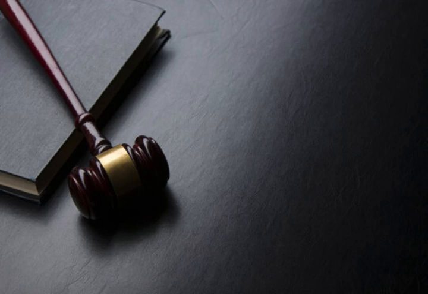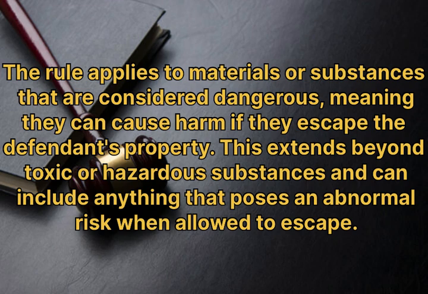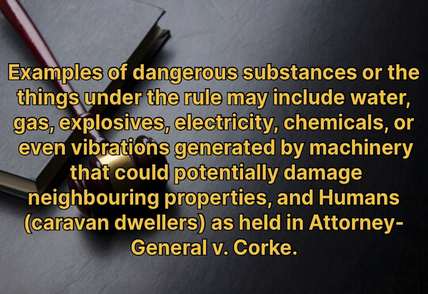The third element we'll be looking at is dangerous substances. This element answers the question, what are the things considered under the rule? The rule applies to materials or substances that are considered dangerous, meaning they can cause harm if they escape the defendant's property. This extends beyond toxic or hazardous substances and can include anything that poses an abnormal risk when allowed to escape. Examples of dangerous substances or the things under the rule may include water, gas, explosives, electricity, chemicals, or even vibrations generated by machinery that could potentially damage neighboring properties and humans, that is, caravan dwellers, as held in Attorney General and Corke.